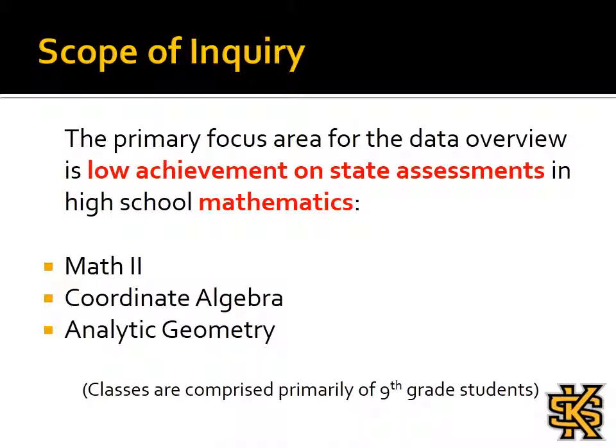The primary focus for today's presentation is the rate of growth over a 3-year period of aggregate test scores in Proficiency Level 1, which is the does not meet category for 9th grade students who have taken end-of-course tests in Math 2, Coordinate Algebra, and Analytic Geometry.